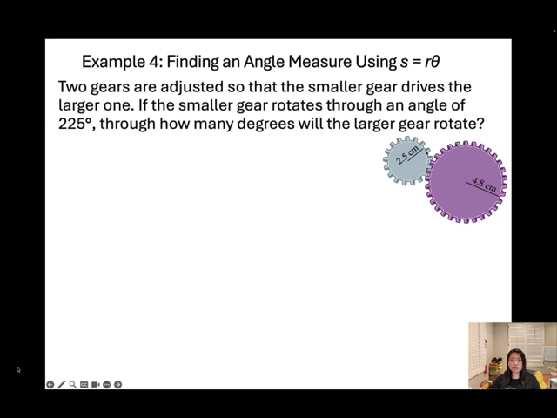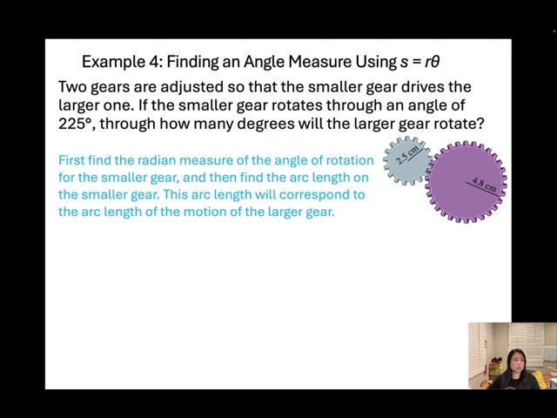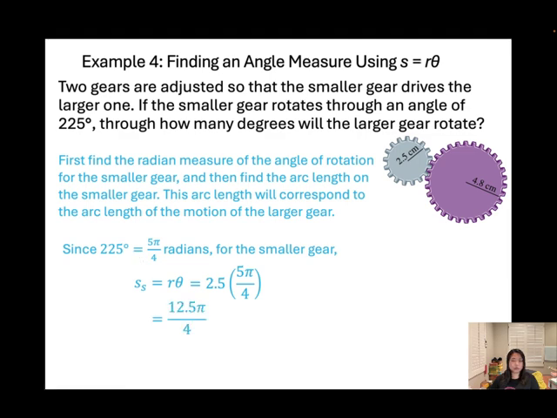So let's calculate the S for the smaller one. First, we want to convert 225 degrees into radians. Now, we're going to find out the arc length for the small gear. So we're going to use S equal to R theta. The S here will represent the smaller one. And then we're going to plug it in. R will be 2.5. Theta will be 5 pi over 4. Which is 12.5 pi over 4.